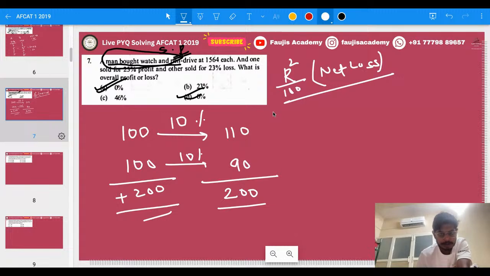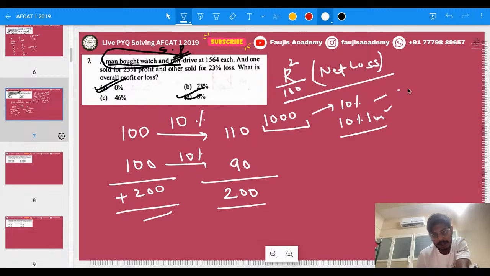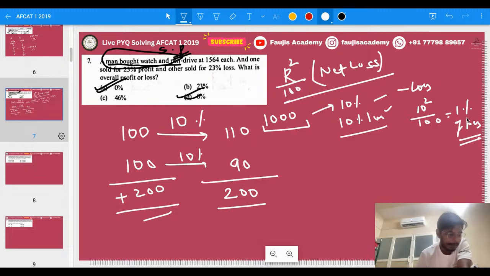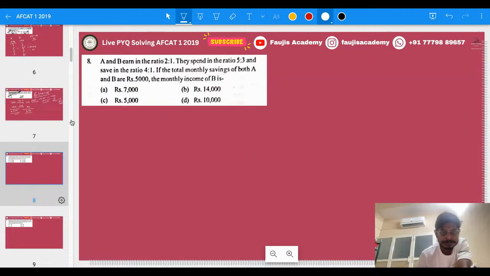So it says the selling price of each article is, let's say, 1,000 rupees. One is sold at 10% profit, and the other one is sold at 10% loss. In that case, what is the net gain or loss in the whole transaction? We are getting a loss, that means negative. Loss of 10 square divided by 100, that means 1% loss will be there. Keep this one in mind.